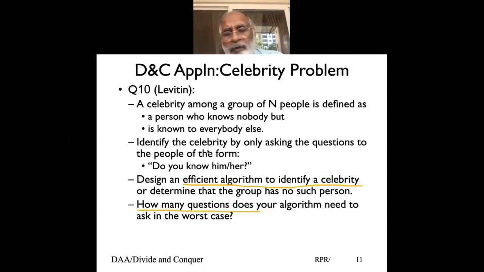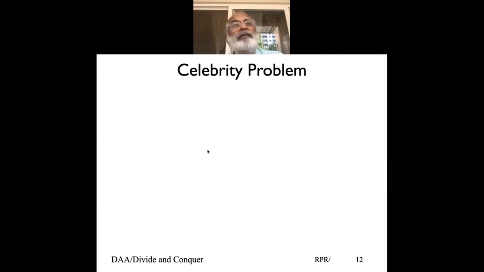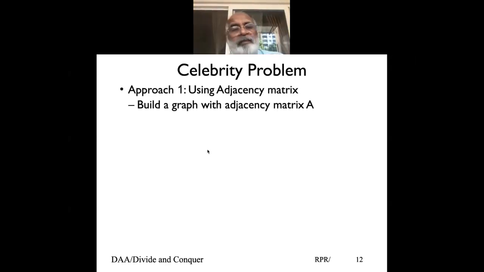The more questions we ask, the worse our algorithm is. So let's look at the simple brute force way and then see how our decrease and conquer approach makes it simpler and easier to solve. At least we need to know about each person, so the minimum time we need is order n. Let's see how we can get order n, starting from the base case. Let's say we look at the adjacency matrix.